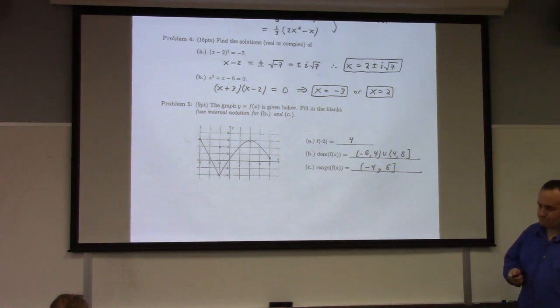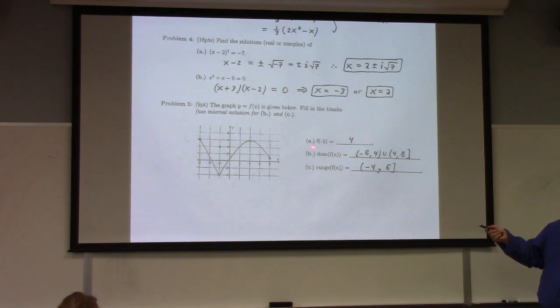So how did I see f of minus 2 was 4? Right, yeah, right here at negative 2, go up, that dot right there told me it was 4, right?